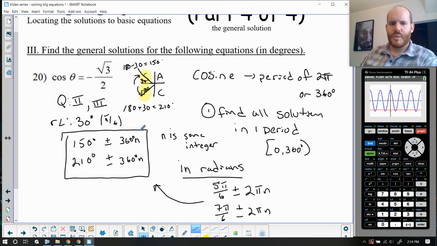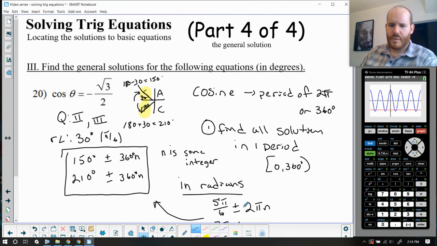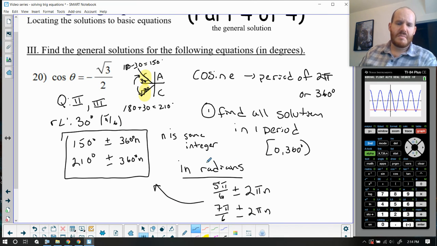Since I was looking for degrees, this is my answer in this case. But had you been looking for radians, it's the same process over here.